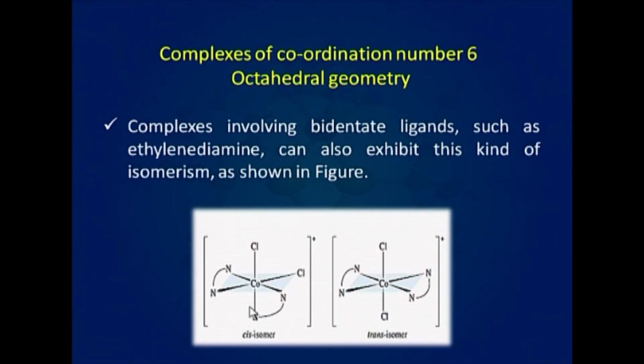You can see in this figure. This is cis isomer as the bond angle between two similar chlorine atoms is 90 degrees. But in this form, as the bond angle between two similar chlorine atoms is 180 degrees, hence this is trans isomer. The two ethylenediamine ligands are shown in this way.